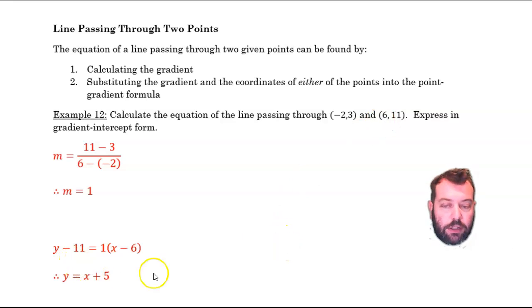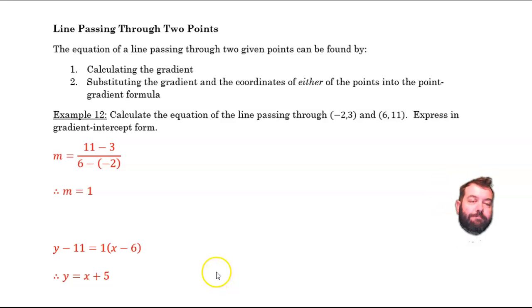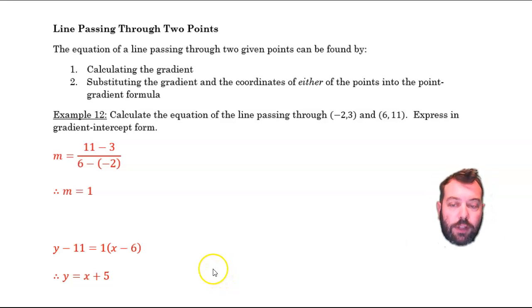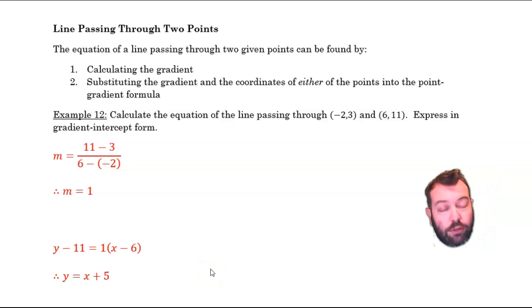Expand that out and express it in gradient intercept form. y equals x plus 5. So there we go. We found the gradient and then used the point gradient formula to find the equation of a line.